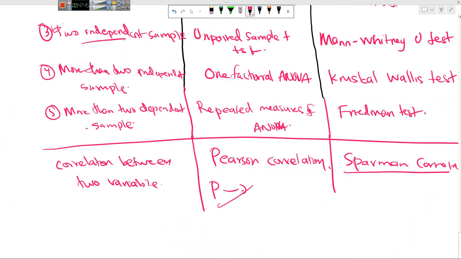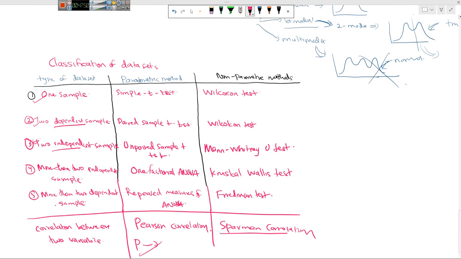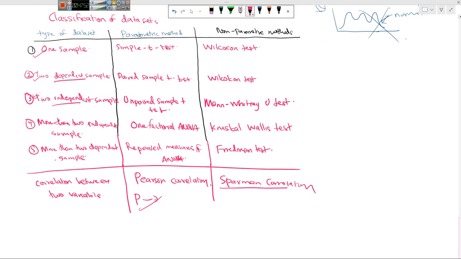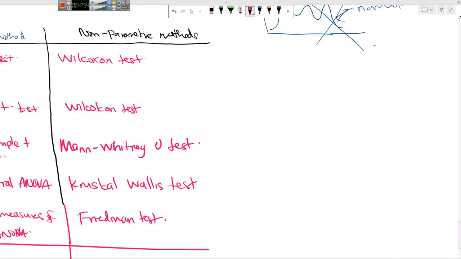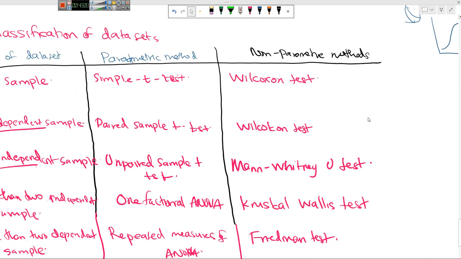So I think with this I can wind up this lecture, and from the second lecture onwards, we will be dealing with the calculation part. From the second lecture, I will start with Pearson correlation and Spearman correlation, and after that we will study the non-parametric methods that we have. First we will study the Wilcoxon test and Mann-Whitney test and Kruskal-Wallis and Friedman, and in addition to that we will study the one sample sign test and other tests also.